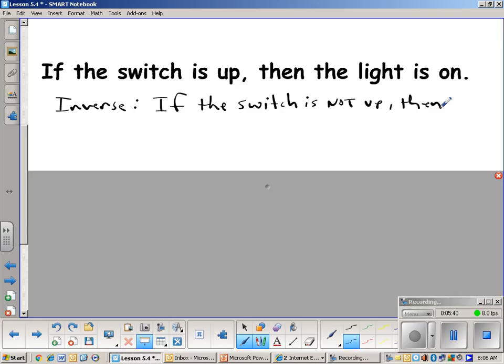But it's almost always better, so that you avoid those scenarios, that we would say then the light is not on. And I agree with you. In this scenario, off would be an appropriate way to write that, okay? But I think it's best if you just get in the habit of using not.